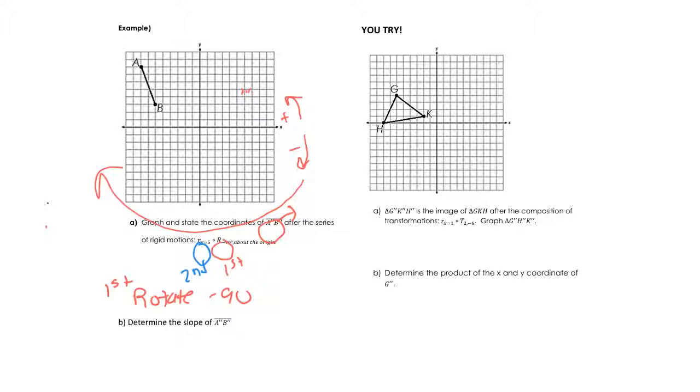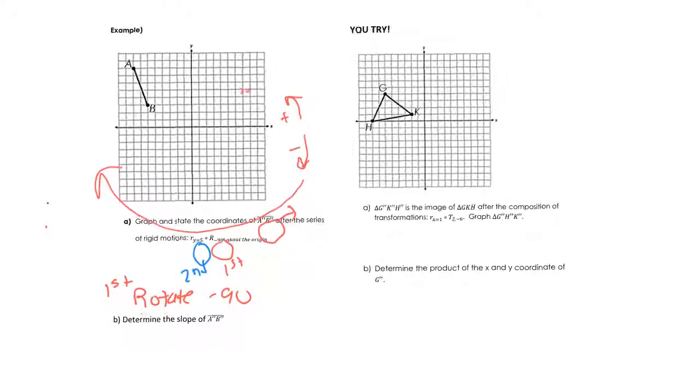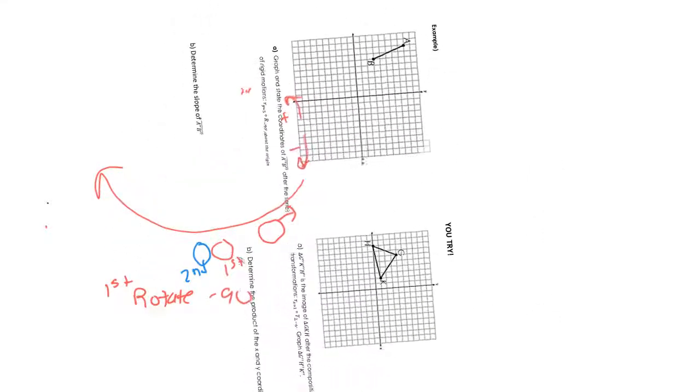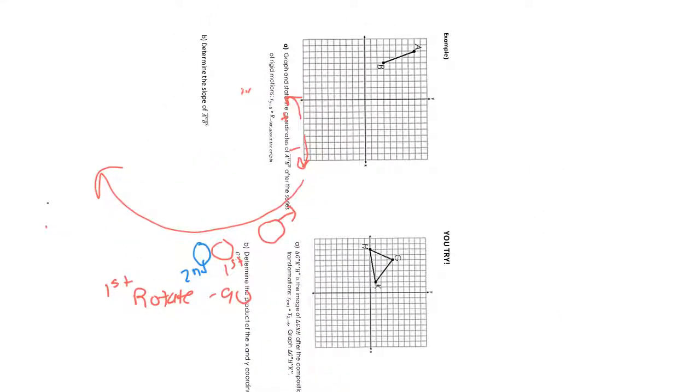And then write down those points. I'm going to try that again just to see if I can spin all of my things. All right, so make sure it ends up in quadrant 1. Try one more time. All right, so now we're in quadrant 1, and I'm going to write down my points.